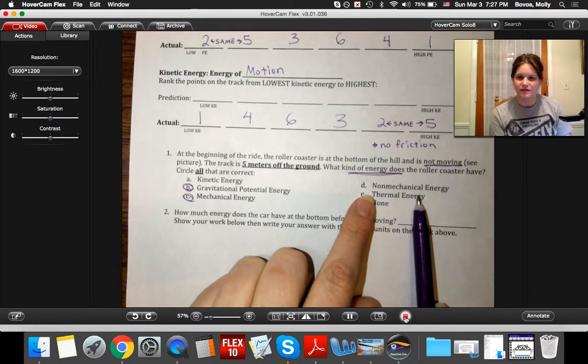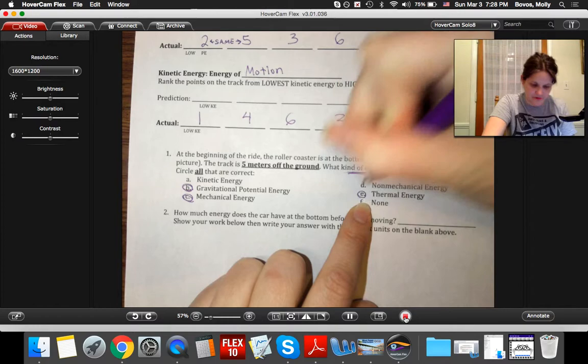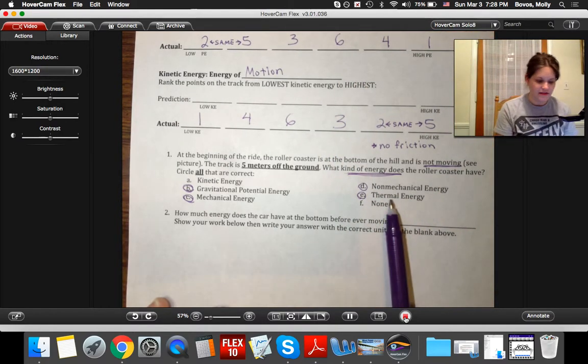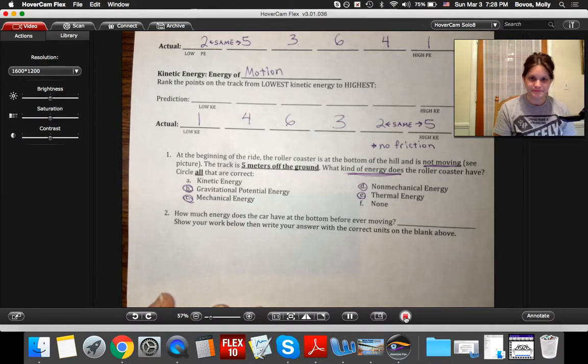How about non-mechanical energy? Well, like I was saying, it probably has some amount of temperature. So yeah, it probably has some thermal energy, which means it would have some non-mechanical energy. The only thing that it doesn't have right now, because it is not moving, is the kinetic energy.